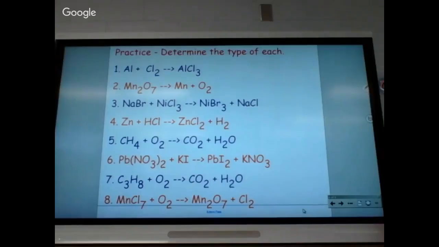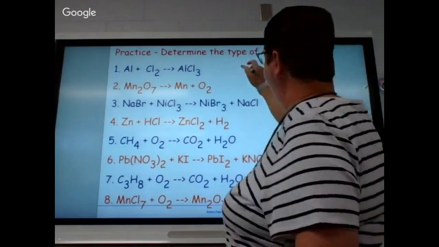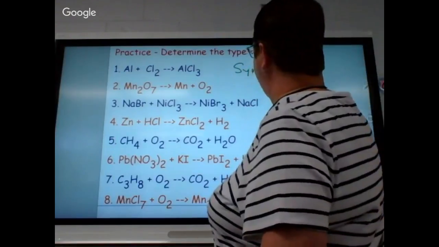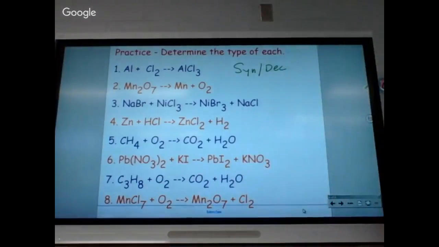All right, how many plus signs do you have in the first one? Only one. So if there's only one plus sign, that automatically limits your choices to what options? It's either got to be synthesis or it's got to be decomposition. It can't be combustion because combustion has 2 pluses. Single and double displacement have 2 plus signs. Since there's only one, it's either synthesis or decomposition. So, are you forming something or is it breaking apart?